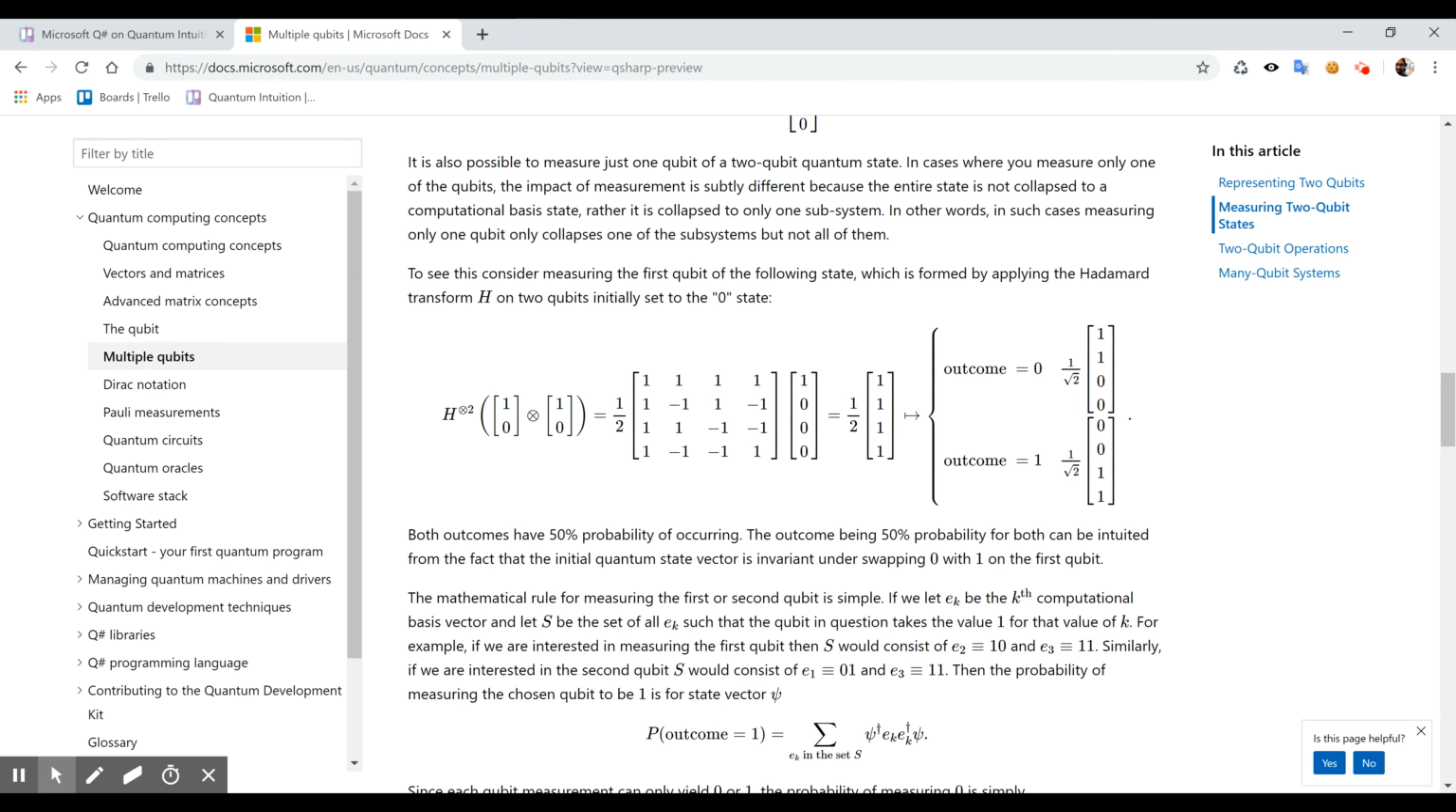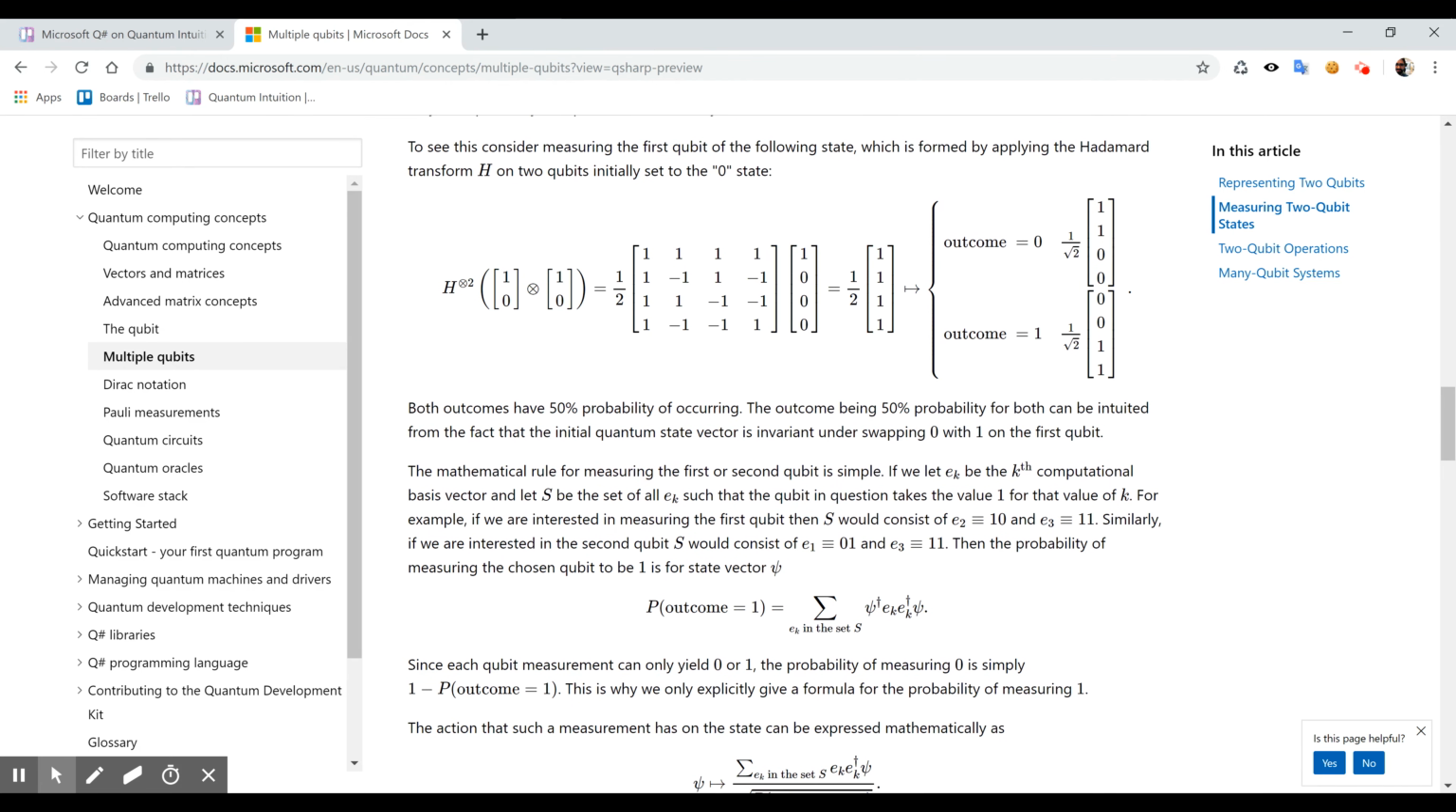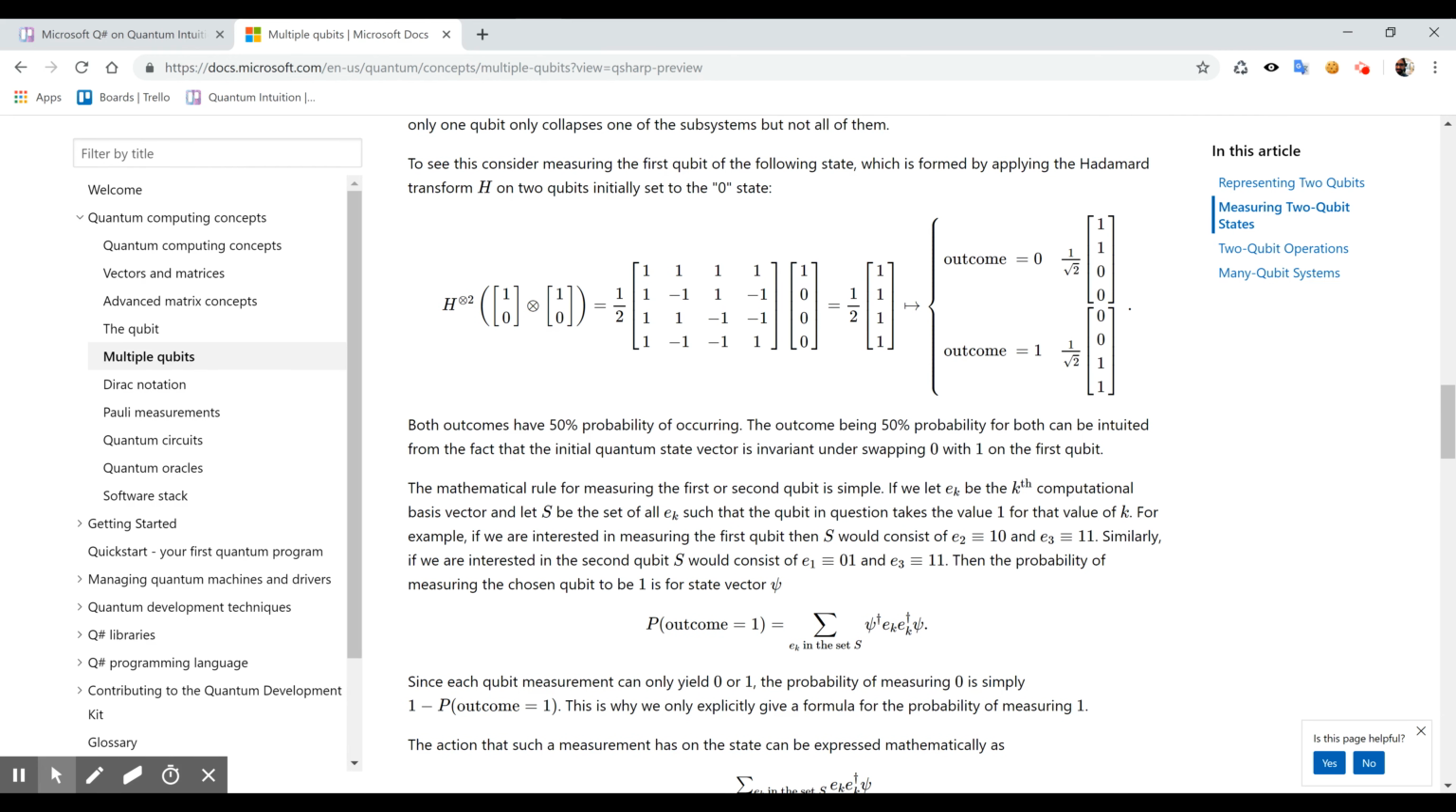This here means that there are equal probabilities of getting any of the 4 states: 0, 0, 0, 1, 1, 0, 1, 1. But I don't really understand what they mean by measuring the first qubit. Okay, so what they're trying to say is, what if we measure the first qubit?